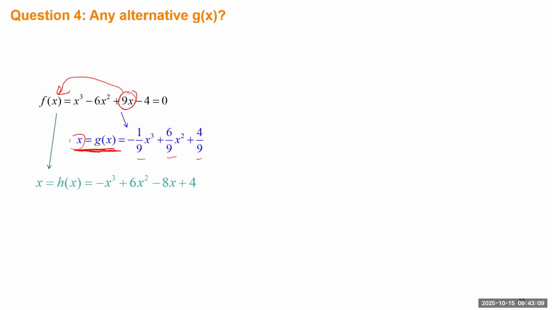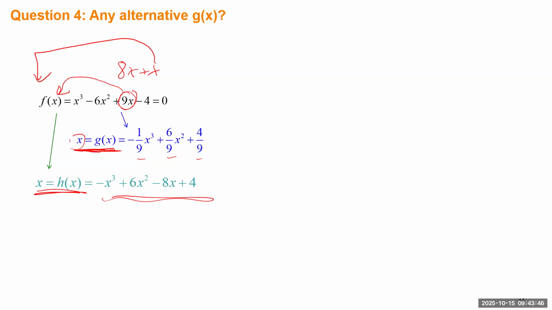So what if, instead of moving the entire 9x to the left, we only move a single x? So we split this into 8x plus x, right? We only move this single x to the left. Then divide both sides by -1. So it will give you this second formula. It also meets the same requirement, which means we can use this second formula to iterate. The right-hand side still keeps the third-order nonlinearity.